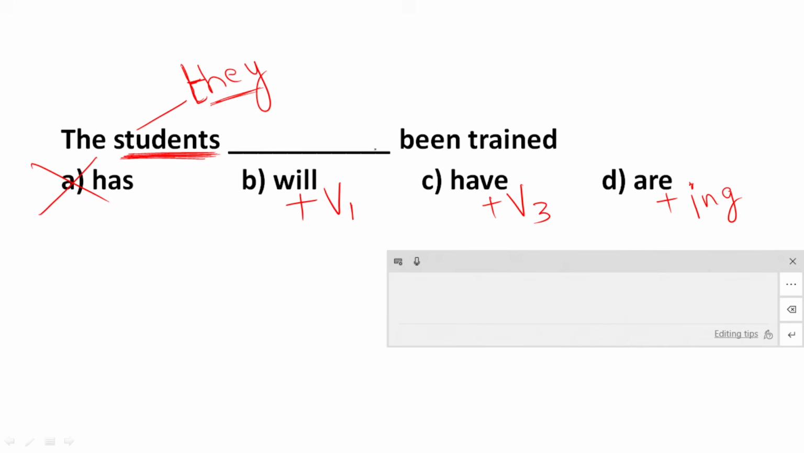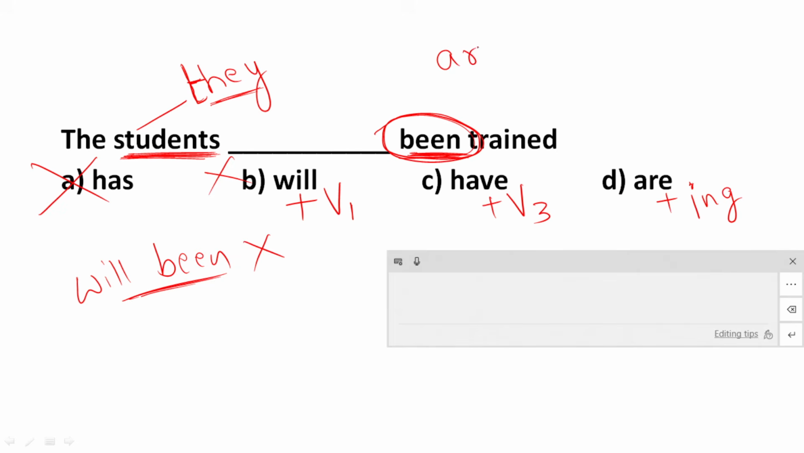Here, if you see, been is already given. I think there the answer ends. Can I say, my dear friends, can I say will been? No way. There is no grammar like will been. It is wrong. Now, can I use the expression like are being? No way. Are being expression itself doesn't make any sense. So answer is option C, that is have.